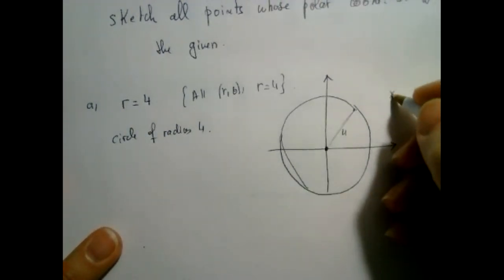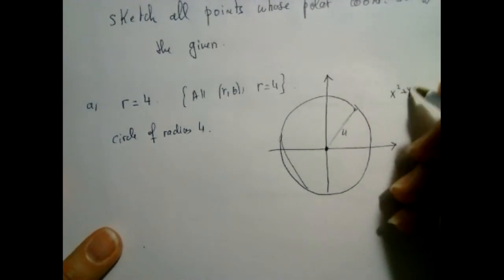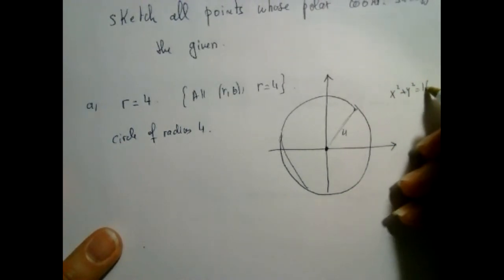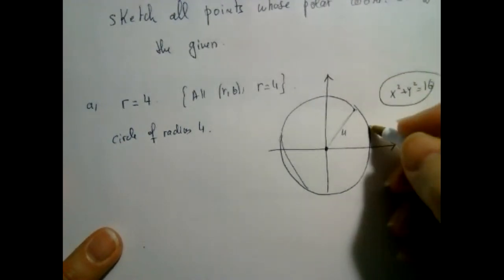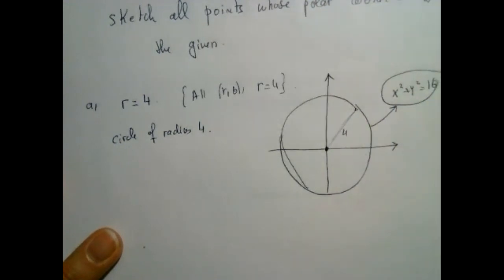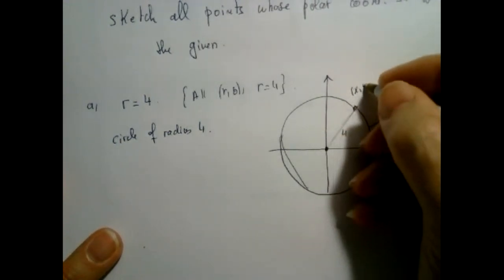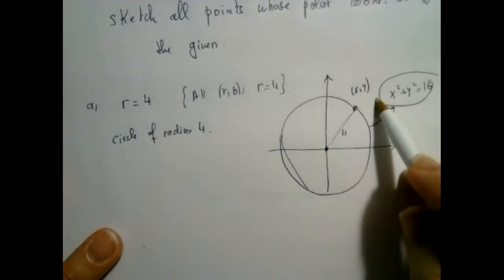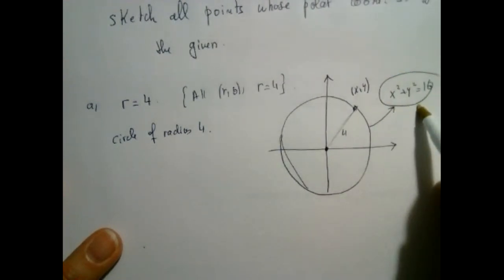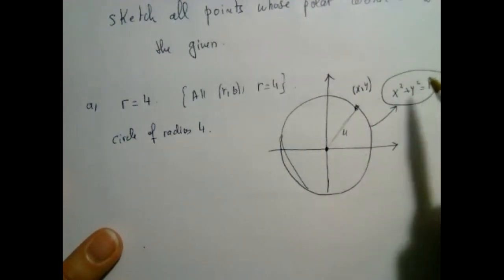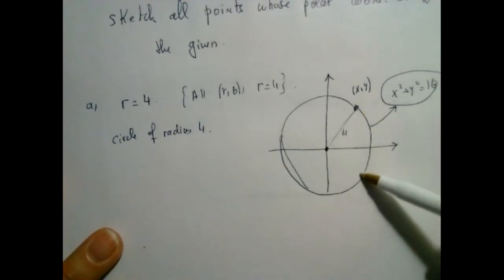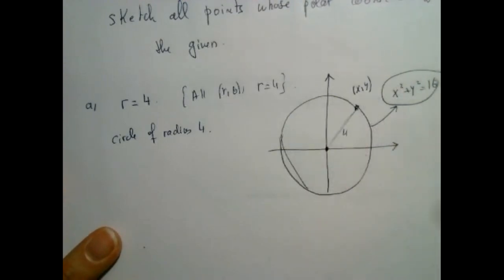Now in Cartesian, the equation of the circle will be x squared plus y squared equals 16. So in Cartesian coordinates, this is the equation of a circle. It means this is the relationship between the coordinates of every point. The Cartesian relationship is x squared plus y squared equals 16. That's in Cartesian. In polar, what characterizes those points is that r is equal to 4.